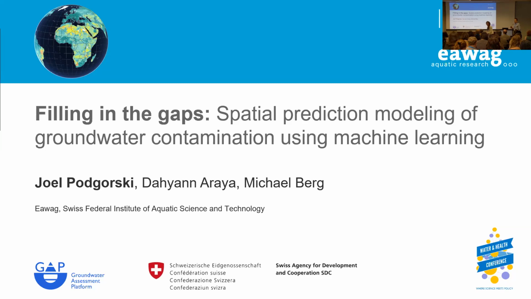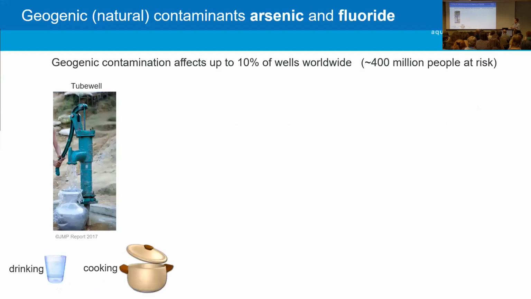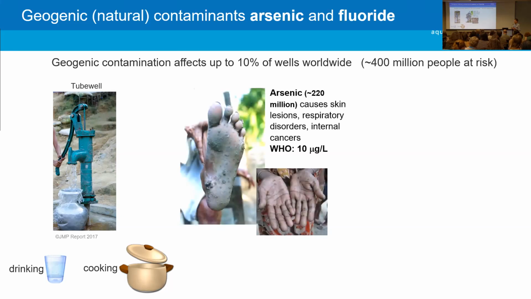So we are creating models of geogenic contaminants in groundwater. That's the thing we're working on a lot, using these similar machine learning approaches. Just for a little bit of background, we're looking at water that's being pumped out of the ground and used directly for drinking and cooking. Arsenic is something that really should not be in our bodies at all. When you have chronic exposure to it, it can cause skin lesions, cardiopulmonary disorders, cancers, and the WHO sets the limit of 10 micrograms per liter for arsenic.